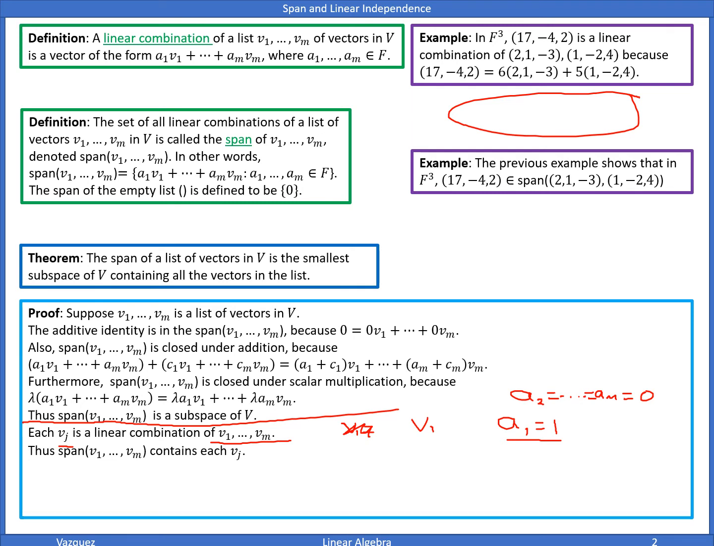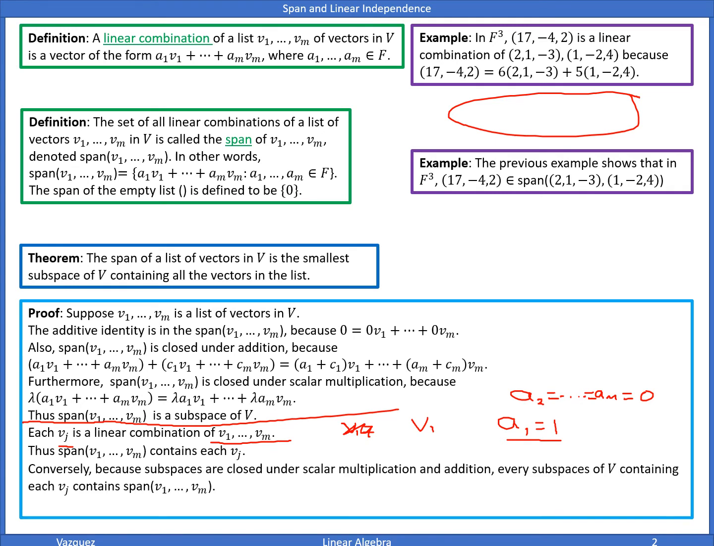Right? So now conversely, because subspaces are closed under scalar multiplication and addition, every subspace of V containing each vj also contains the span. So what does that tell us? Well, that gives us our conclusion that the span of v1 all the way to vm is the smallest subspace of V containing all the vectors v1 to vm.